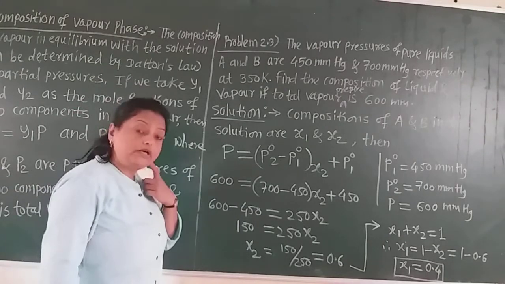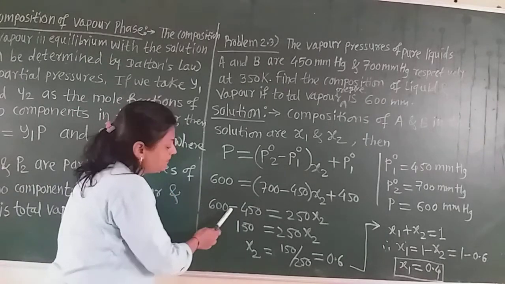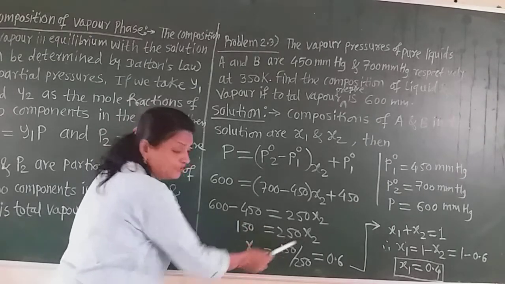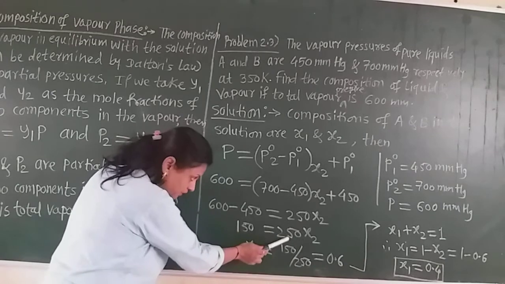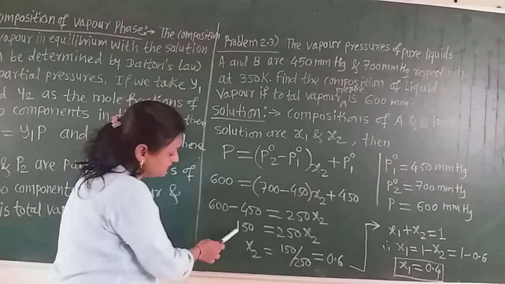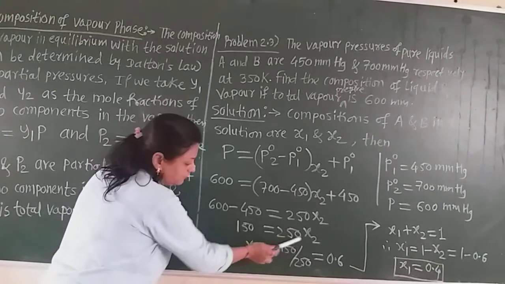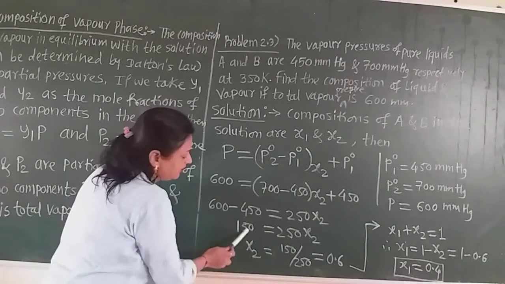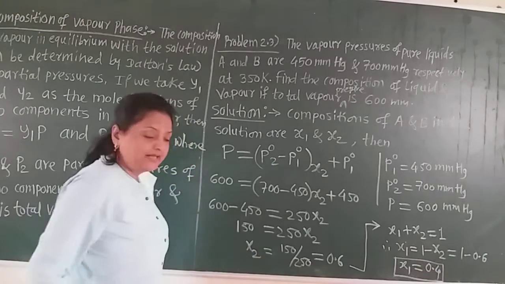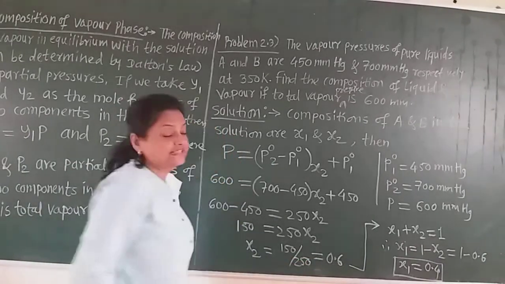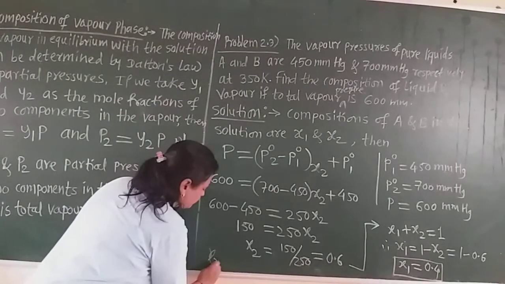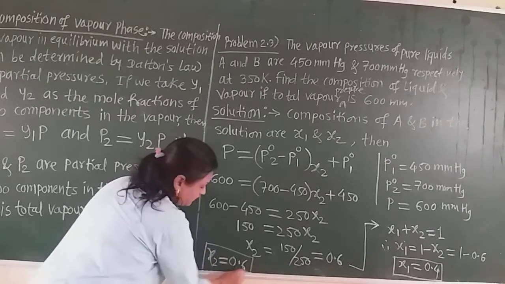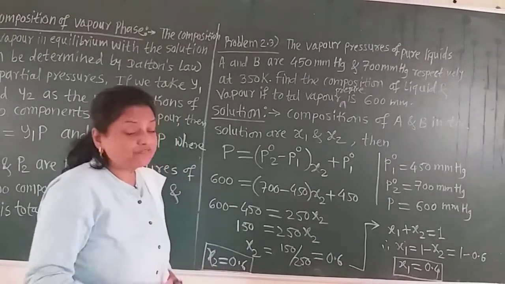Now we want to calculate x2. So 600 minus 450 is equal to 150, and this is 250 x2. So x2 is equal to, now to calculate x2, divide this by 250. So x2 is equal to 150 divided by 250, and that is equal to 0.6. So what is the value of x2? We obtain 0.6 here.